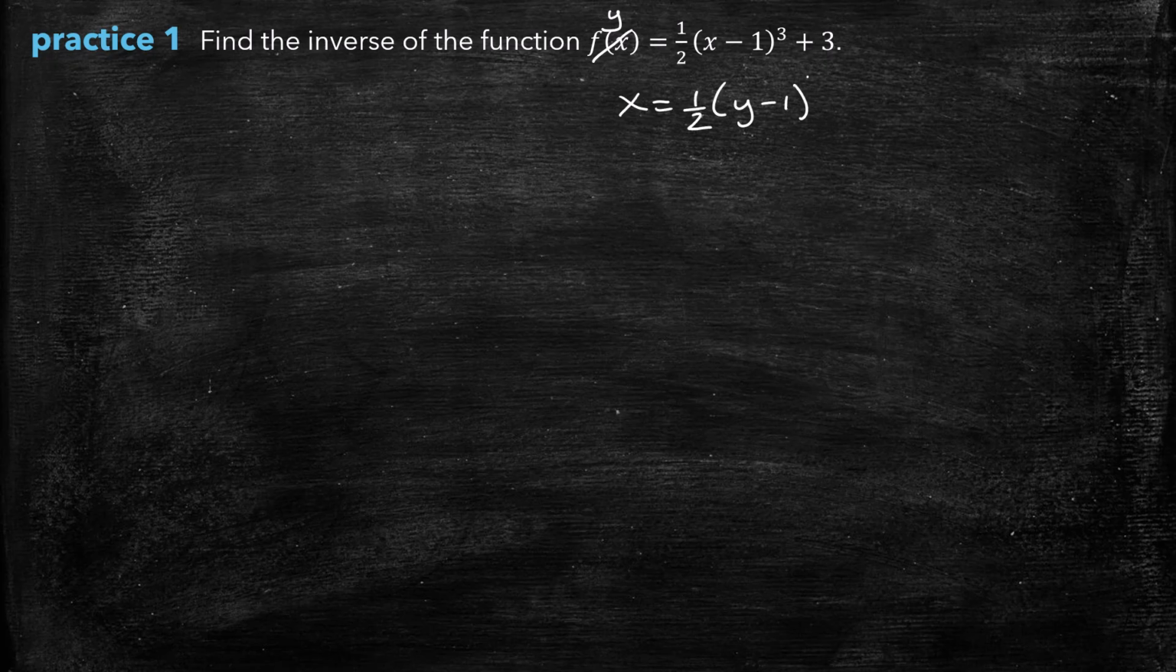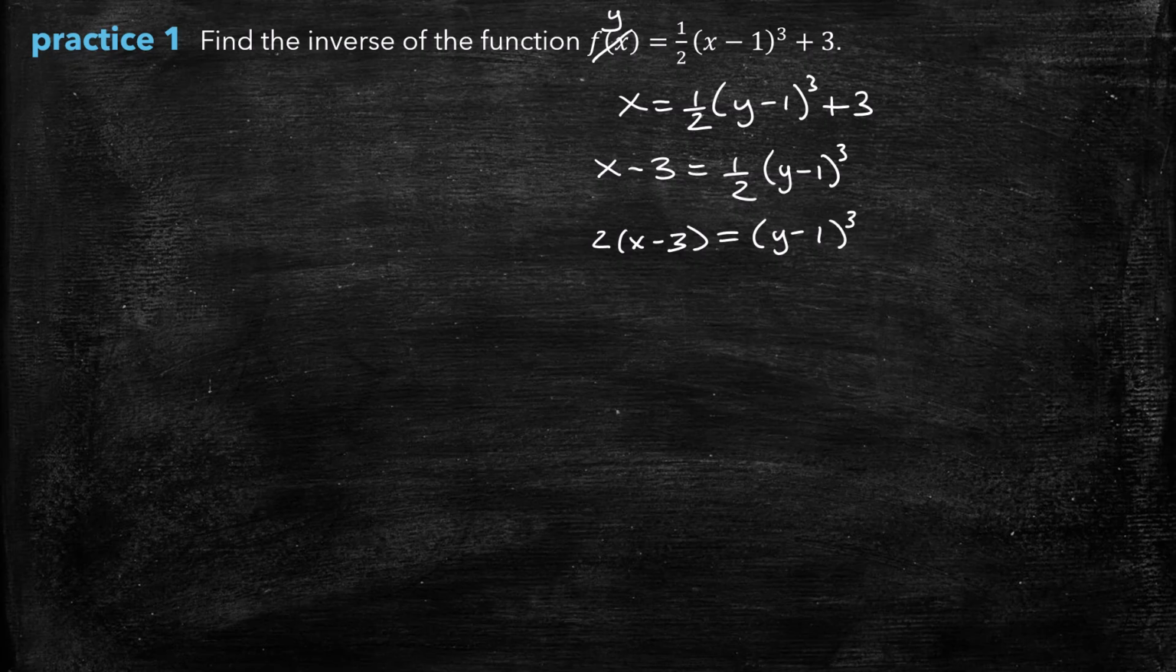And then we just solve for y. So first step, subtract 3. So x minus 3 equals half of y minus 1 cubed. Then I would multiply up by the 2. So we could distribute that, or I could just leave that as 2 times x minus 3 equals y minus 1 cubed. Next step would be to take the cube root in order to undo the cube.